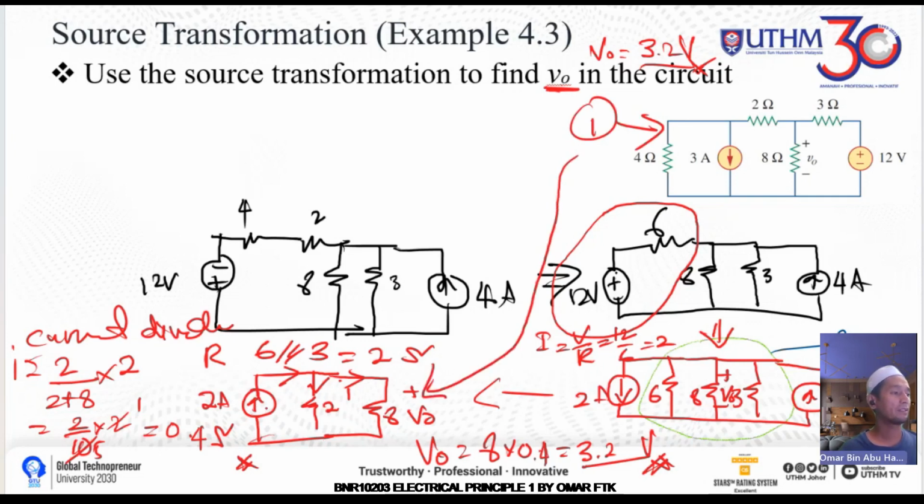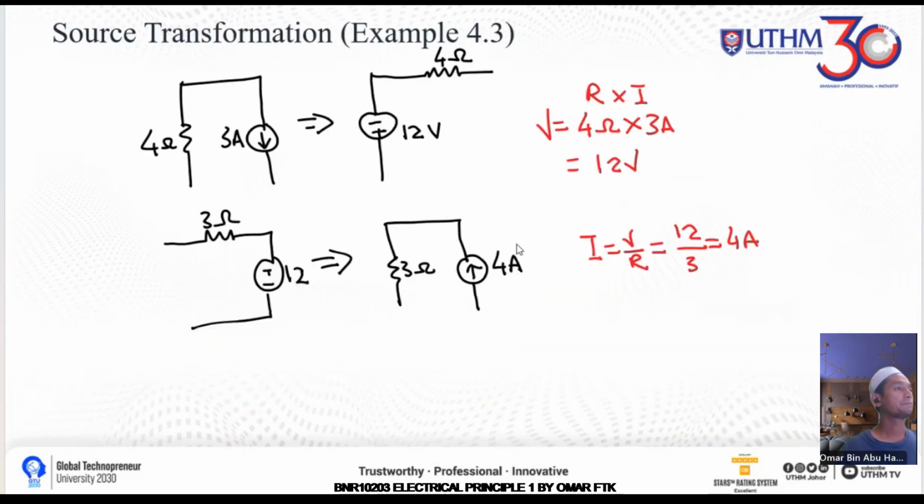You have a current source and only two resistors in the circuit. From how many elements here? 1, 2, 3, 4, 5, 6. 6 into 3. So much better, right? Okay. So this is what we call a source transformation.